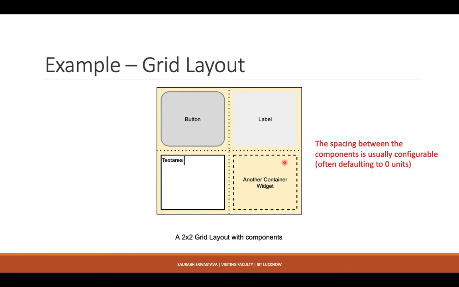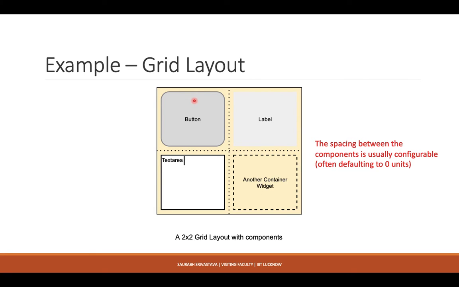And usually the amount of spacing between any 2 components, either horizontally or vertically, is configurable. Normally it defaults to 0, so these components will be exactly touching each other. But you can define a different value for the spacing as well. So this is usually possible. This is an example of a layouting strategy.